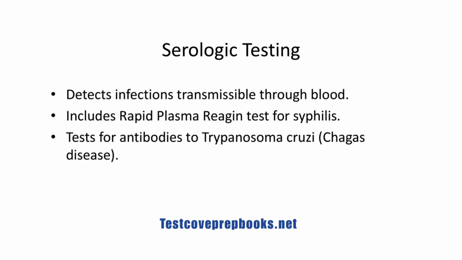plasma. Serologic testing. Serologic tests are conducted to detect infections that may be transmitted through blood. These include the rapid plasma reagin test, commonly used to screen for syphilis. Testing for antibodies to Trypanosoma cruzi, the parasite responsible for Chagas disease.